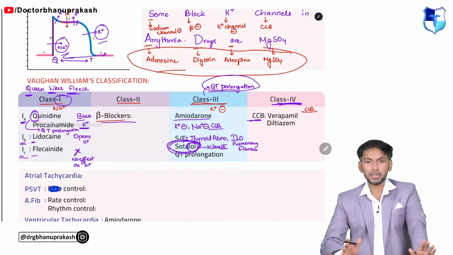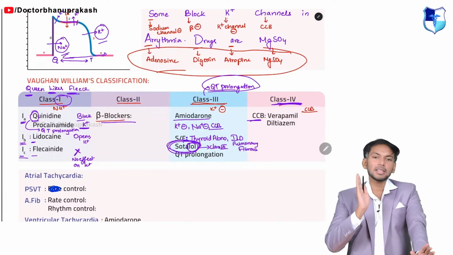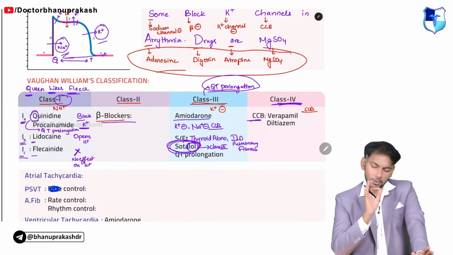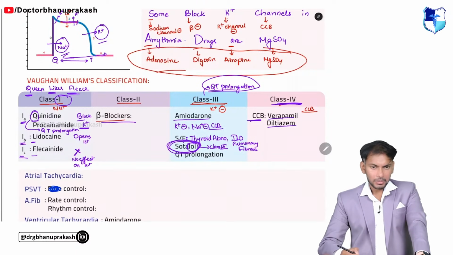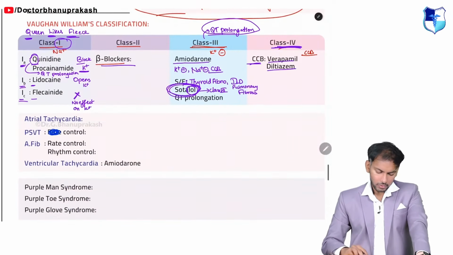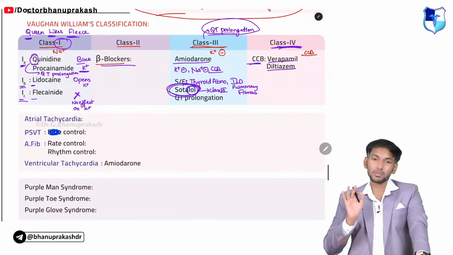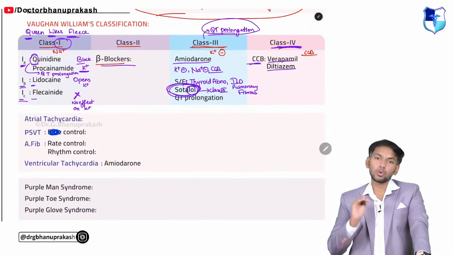DHP or non-DHP? Tell me, which decreases the heart rate? Obviously, it is non-DHP. So, verapamil and diltiazem. That's all for these classes of drugs. Now, if you understood this much, I'll tell you how to solve any question on arrhythmias.